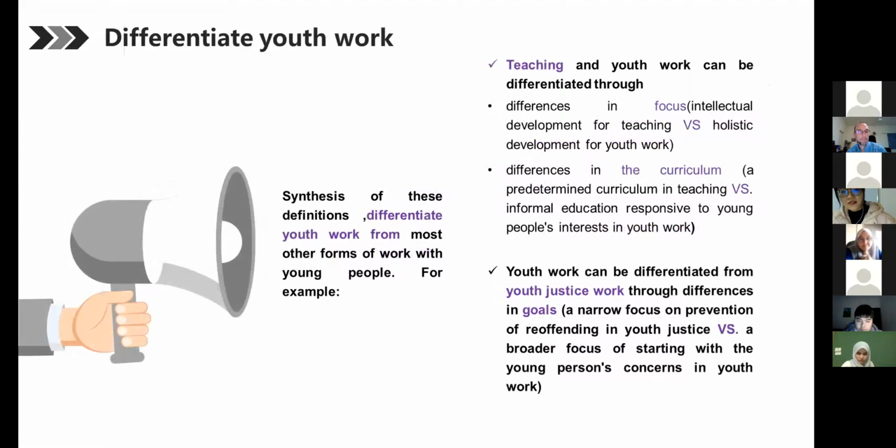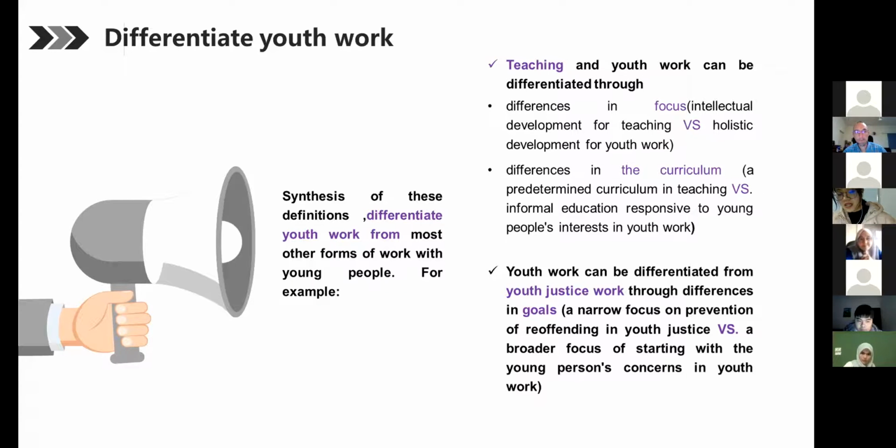Okay. Synthesizing these definitions differentiates youth work from most other forms of work with young people. For example, teaching and youth work can be differentiated through differences in focus: intellectual development for teaching versus holistic development for youth work. Differences in the curriculum: a predetermined curriculum in teaching versus informal education responsive to young people's interests in youth work.